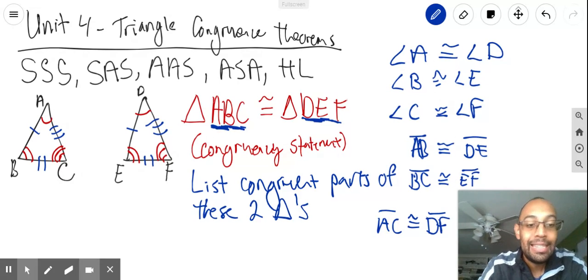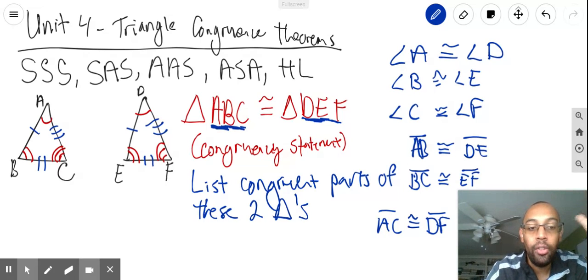So in this listing, I've listed all the possible situations where segments can be congruent to each other or angles can be congruent to each other. This is just off of the congruency statement where I told you triangle ABC is congruent to triangle DEF. You can make these comparisons. When you're given a congruency statement, you can make the comparisons that certain angles are congruent to each other and certain segments are congruent to each other.